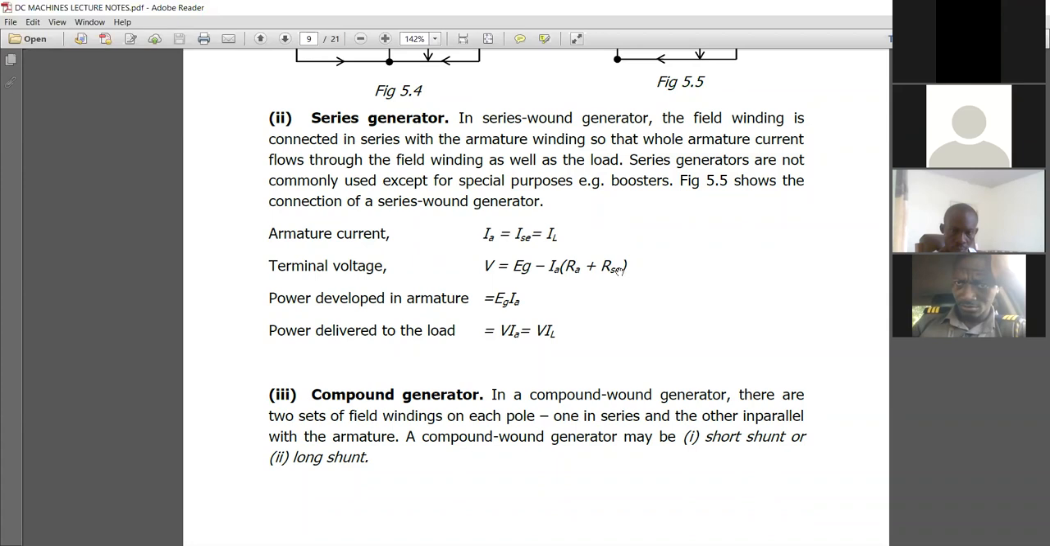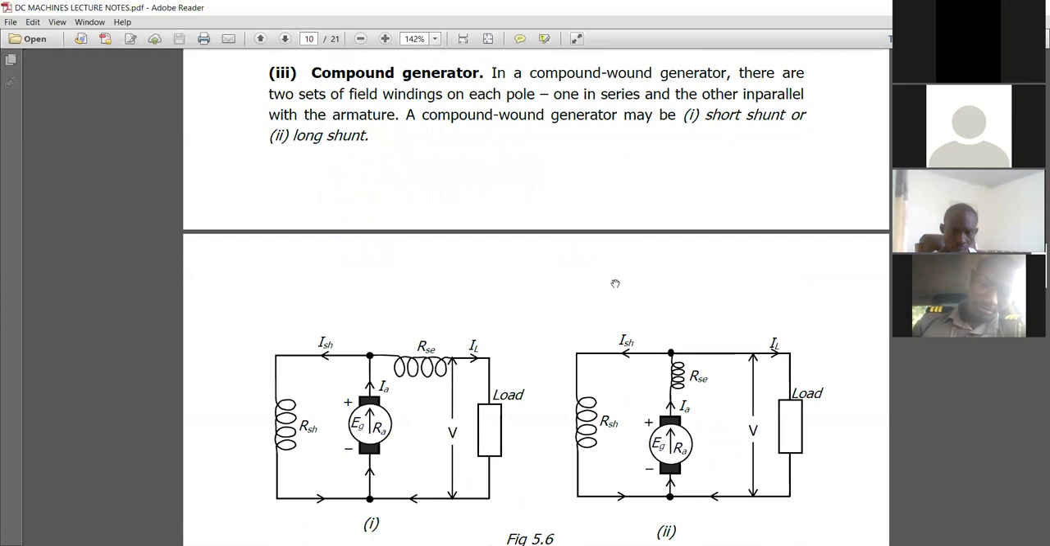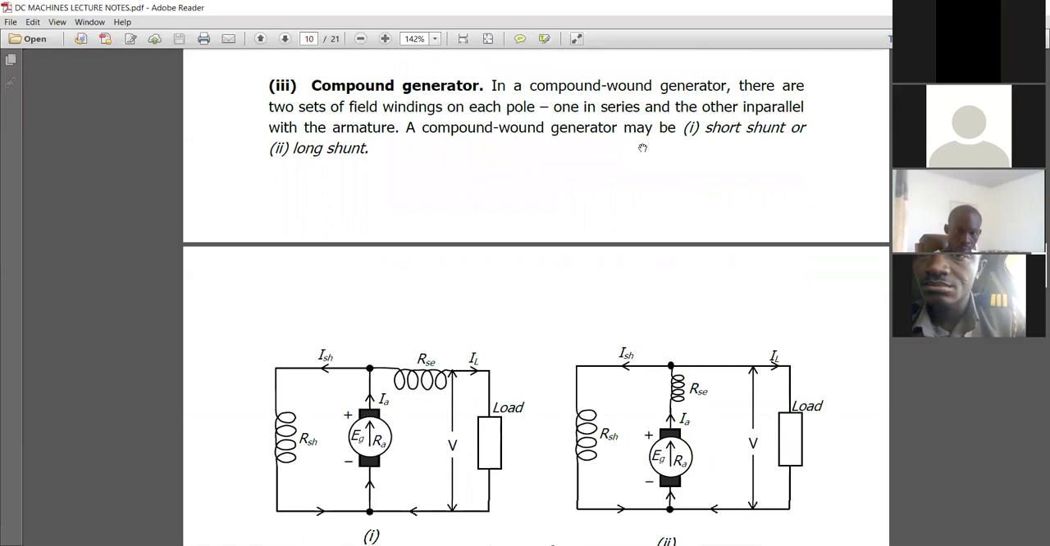All right. So compound generator. Jackson, what is happening to you? I admitted you, and you are asking for admission again.